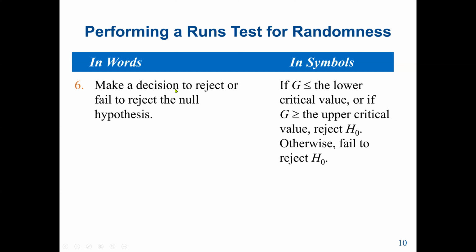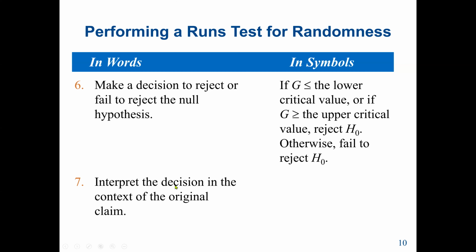So here we need to make a decision to reject or fail to reject the null hypothesis, again based on the critical value and the test statistic. Now we say that if the G value is less than or equal to the lower critical value, or if G is greater than or equal to the upper critical value, then we reject H0, which means it will fall outside the accepted area, the brown area. Otherwise, we fail to reject H0. Then we have to interpret the decision in the context of the original claim.